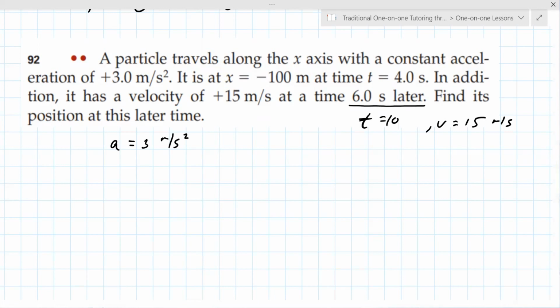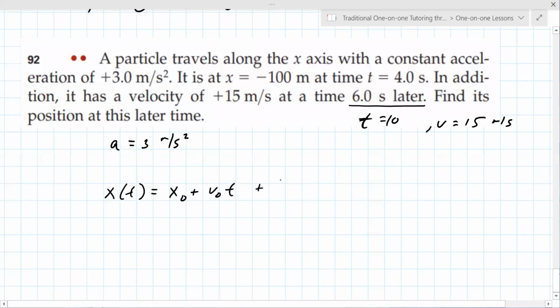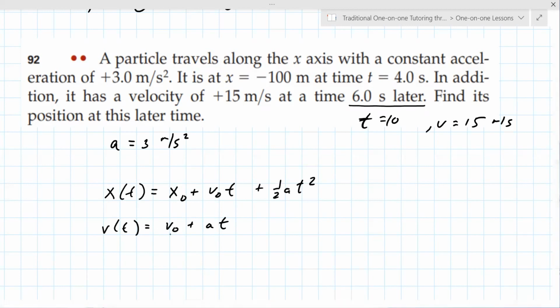All right. So there are 3 equations. x of t equals x naught plus v naught t plus 1/2 a t squared. That's one equation. v of t equals v naught plus a times t. And then there's another one, but we're just going to stick to these two. So we're going to consider this to be its starting point.